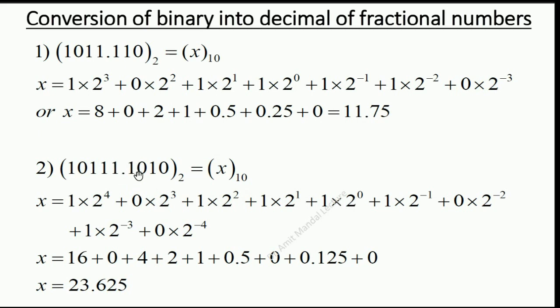Now after this point, for this you will use negative powers. So 1 into 2 to the power minus 1, plus 0 into 2 to the power minus 2, plus 1 into 2 to the power minus 3, plus 0 into 2 to the power minus 4. Now 2 to the power 4 is 16, and this will be 0, this will be 4, this will be 2, this will be 1, and this will be 0.5, this will be 0, this will be 0.125. 2 to the minus 3 is 0.125, and again 0. Now adding up all these, you will get 16 plus 4 plus 2 plus 1, and all these numbers you will get 23.625. So this will be the corresponding decimal number of this binary number.